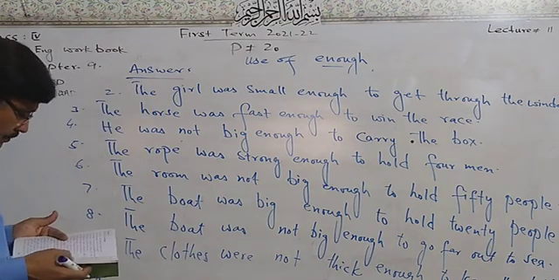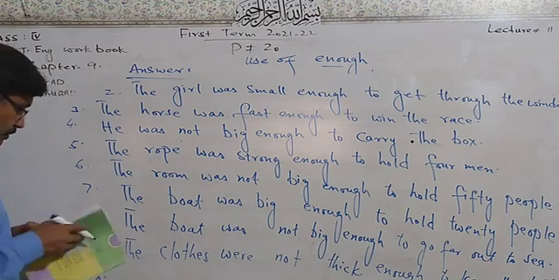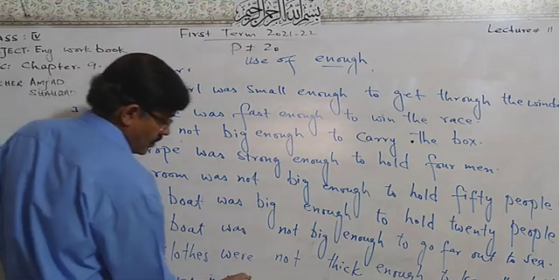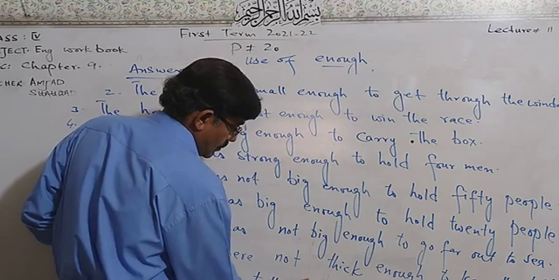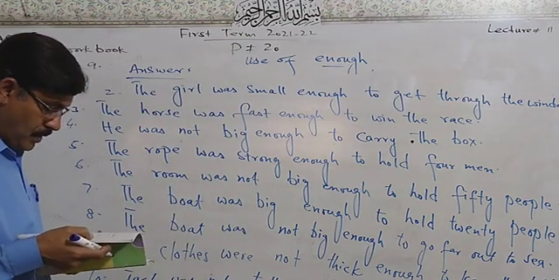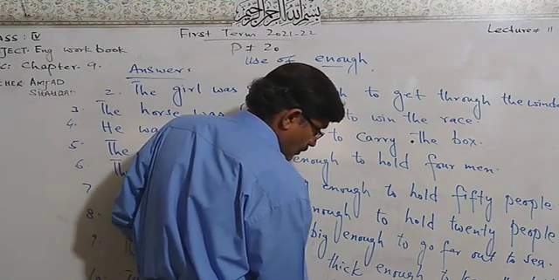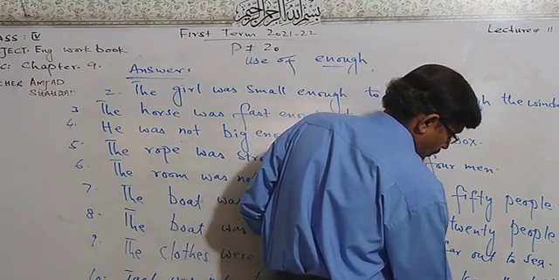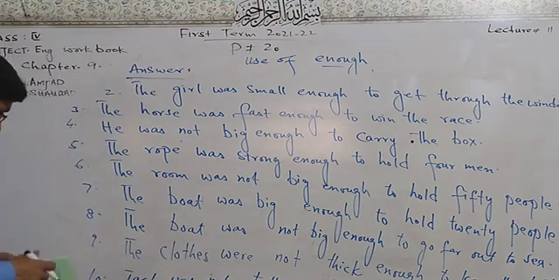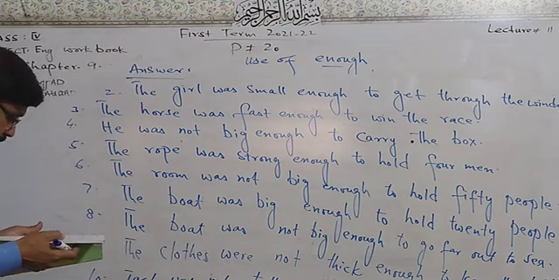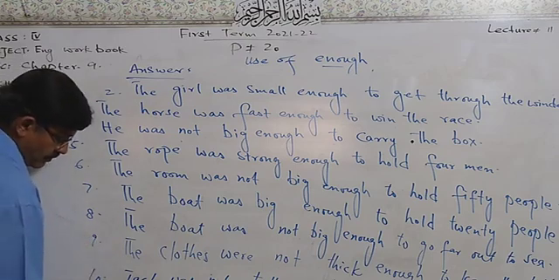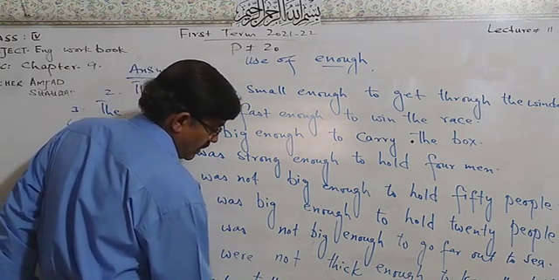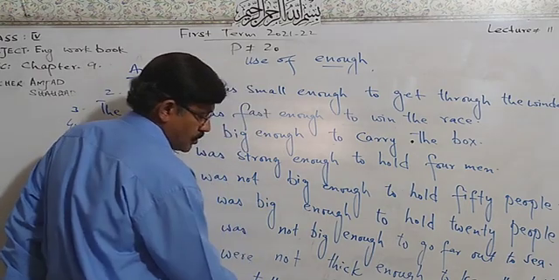Number ten. Jack was not tall enough to reach the window. Number eleven. They were not old enough to go to school.